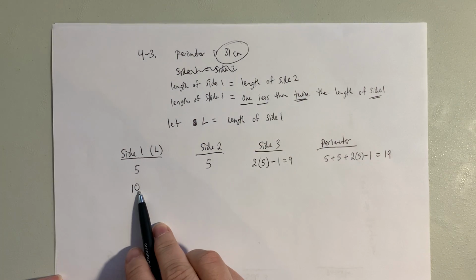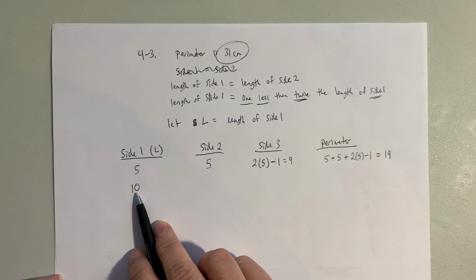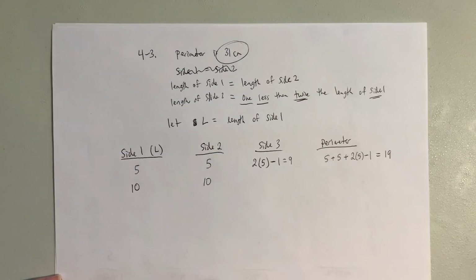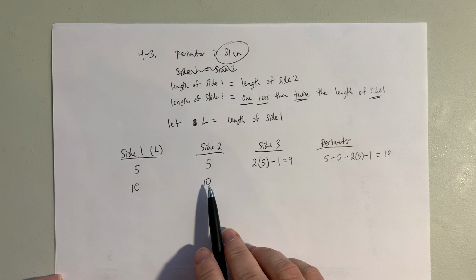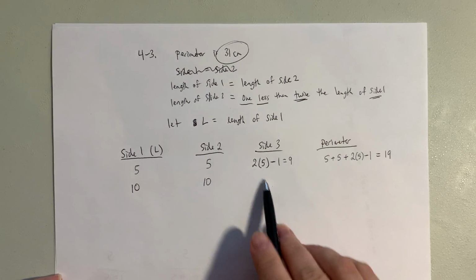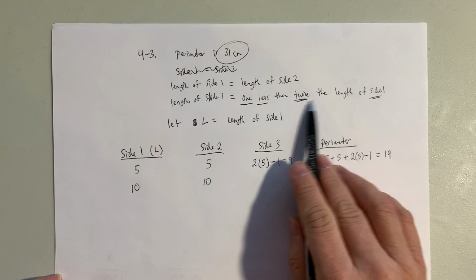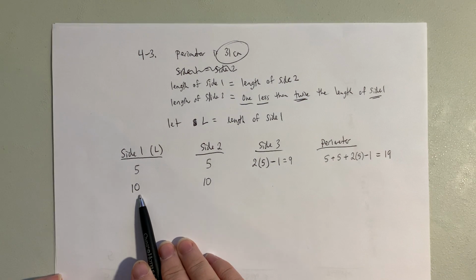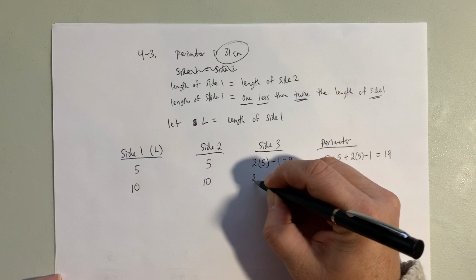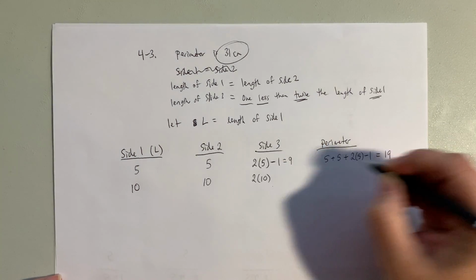Well, again, side 1 is equal to side 2. So if side 1 is 10, then side 2 is 10 as well. And now we have 10 and 10, and side 3, which we know is 1 less than twice the length of side 1. Well, this time we said side 1 was 10, so we have to figure out what's twice that. So 2 times the length of side 1, that's 2 times 10.